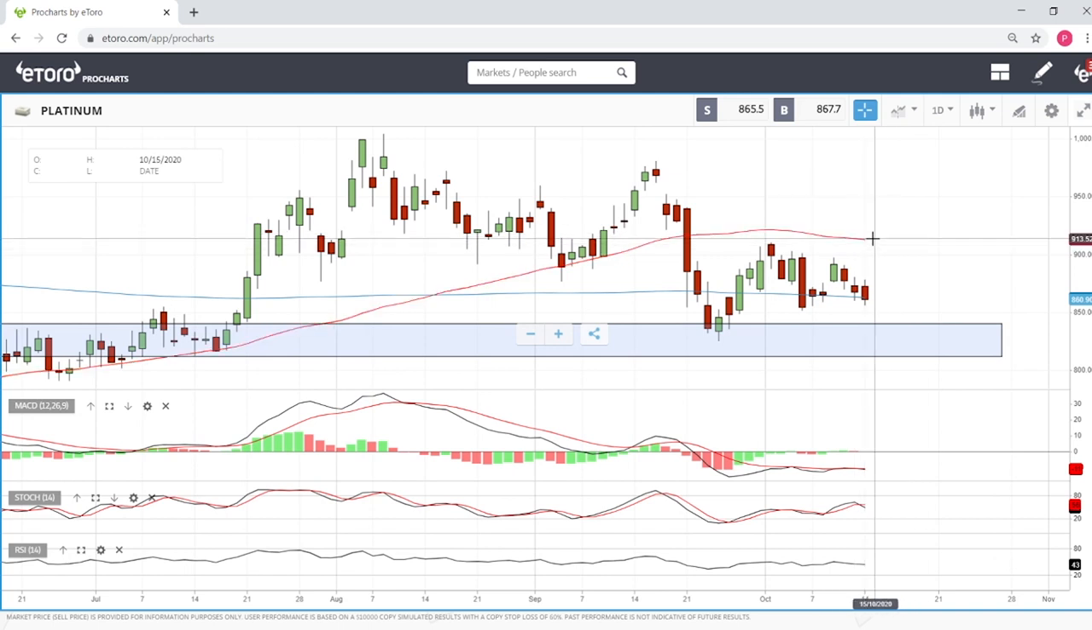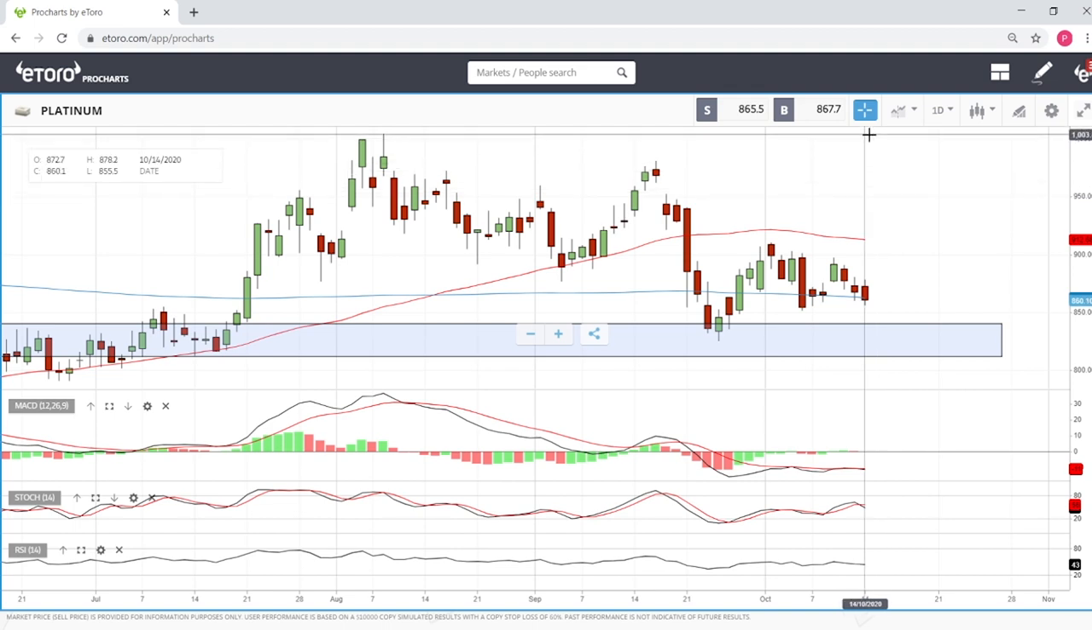A break to the upside: we first have to test the 50 moving average at 911. A breakthrough of the 200 average leads us to 953, then to 978, and then all the way to 1000. Yes, so we have sugar.